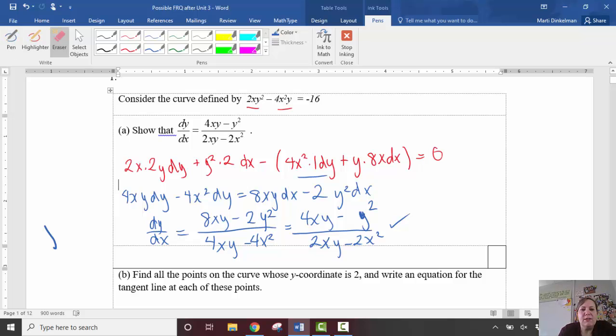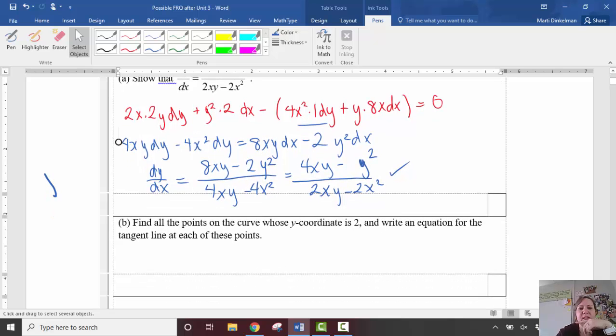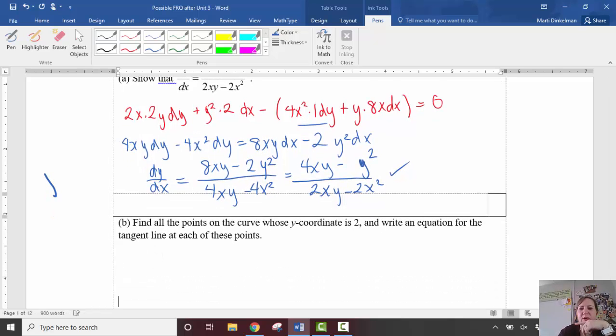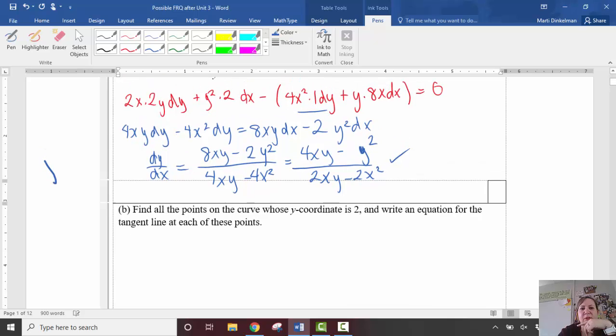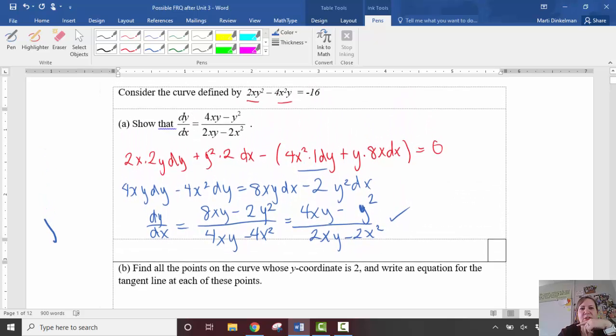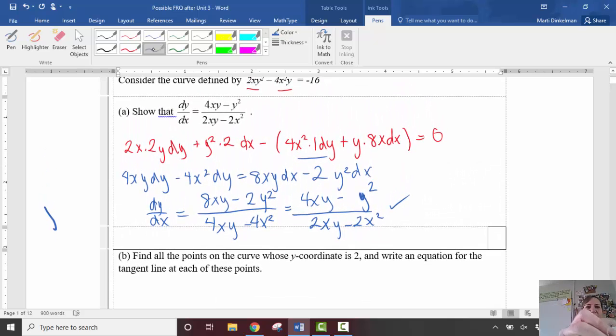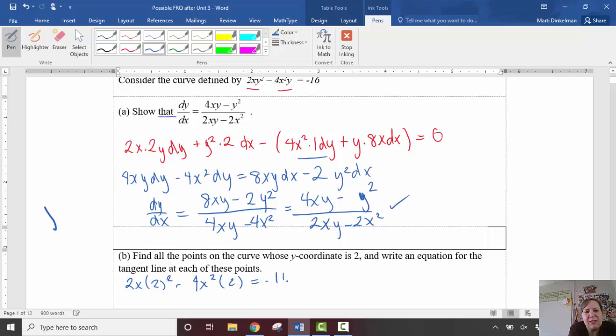find all the points on the curve whose y-coordinate is 2 and write an equation for the tangent line at each of those points. So what we're going to have to do, because y-coordinates mean we're talking about the original equation, we're going to have to plug a 2 back into that original equation. So first of all, 2x times 2 squared, 4x squared times 2 equals negative 16. Again, I'm just grabbing that from that original equation up there.